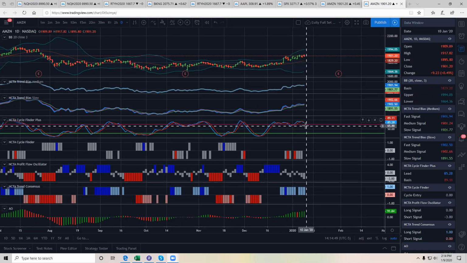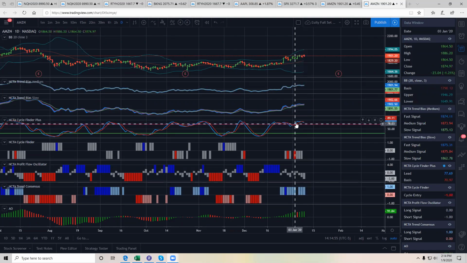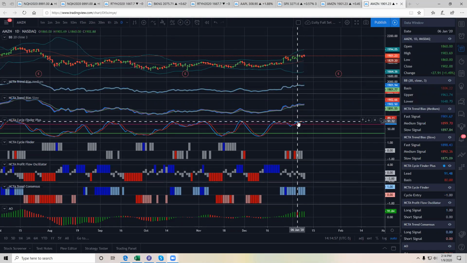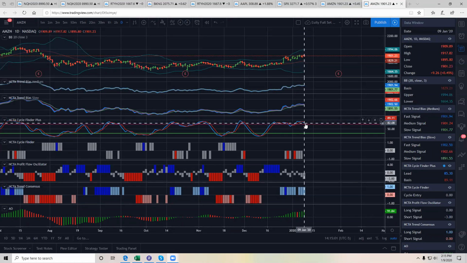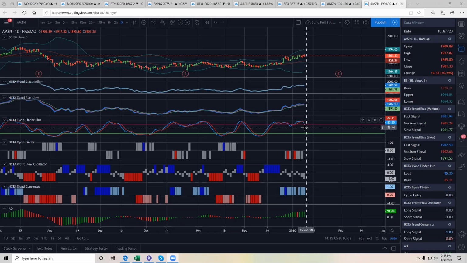And when I say a cross, if you're not familiar with this, if you haven't seen the Cycle Finder Plus indicator yet, we're talking about the blue trend line, which is our lead trend line, crossing down below the red trend line, which is our basis line. All right, so that qualified for the trade.